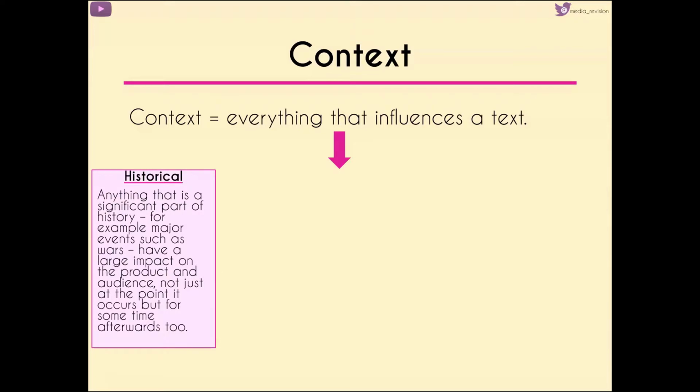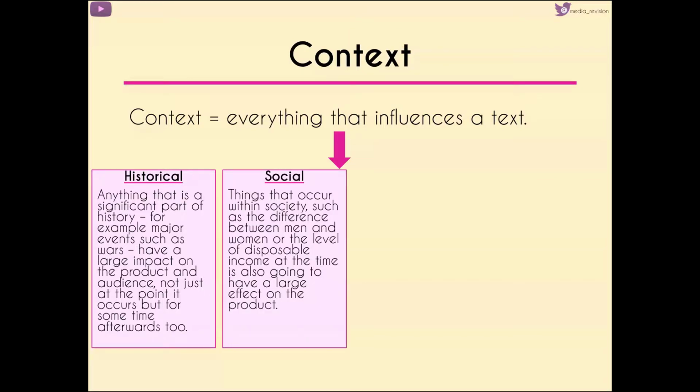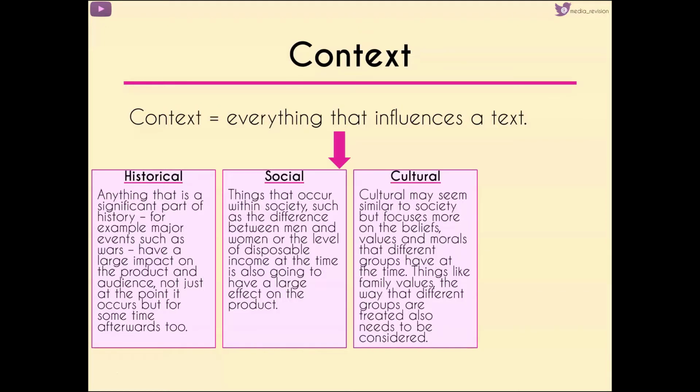Okay, so historical context is basically anything that is a significant part of history. So major events such as like world wars have a large impact on the product and the audience, not just at the point that it occurs, but for some time afterwards too. And you'll see that in an example in just a moment. Social context is anything happening in society. So the difference between men and women in terms of the disposable income that they have, the power that they have, this is also going to have a large effect on the product and who it's aimed at.